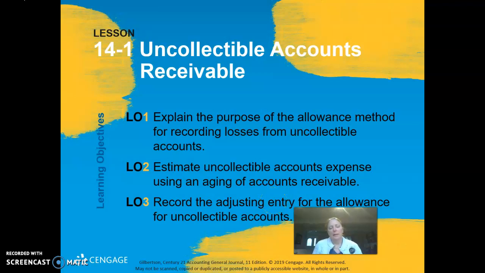15-1 on uncollectible accounts receivable. We're going to go over various types of things in this, but I want to give us an overview first, which is that we typically sell products or services to customers on account, and when we do that, we debit accounts receivable and we credit sales.